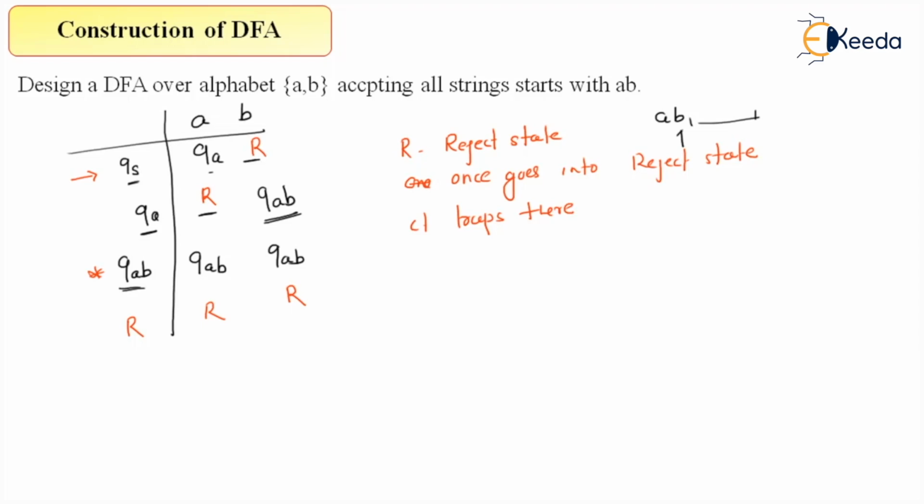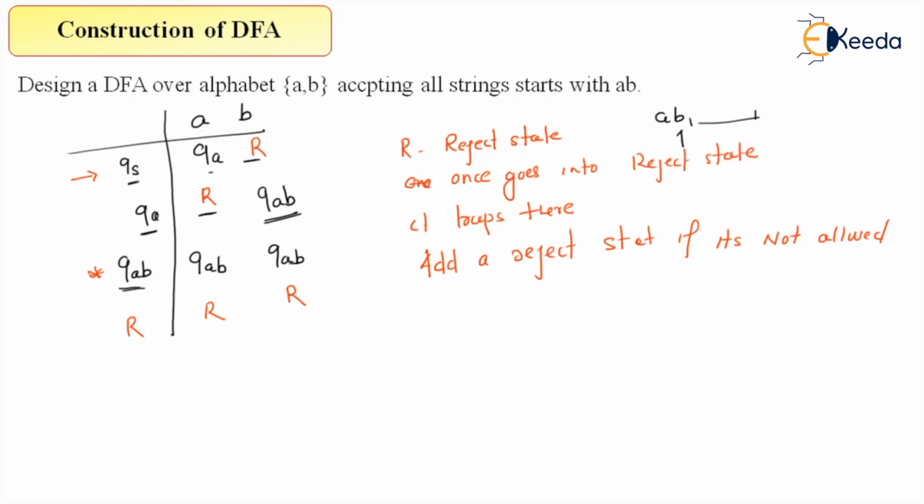So that is the reject state. Why do we use a reject state? The only reason we use the reject state is for cases that are not allowed. So add a reject state if it is not allowed.